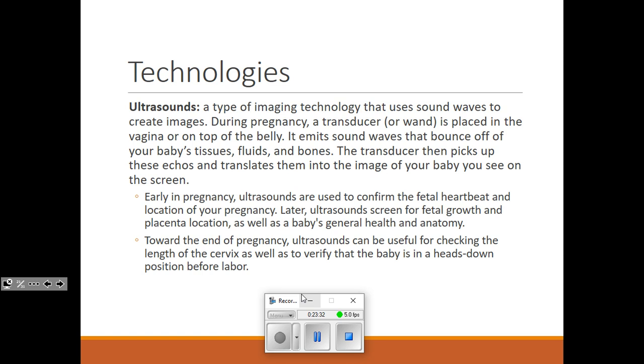Later ultrasounds will screen for fetal growth, so they check how big the baby is, and that can help them determine how many weeks pregnant you are if you aren't sure. The location of the placenta, and just general health and anatomy of the baby. Towards the end of pregnancy, ultrasounds can also be useful for checking the length of the cervix, which is the opening to the uterus, as well as to verify that the baby is in a heads down position, because that is the ideal position for labor.